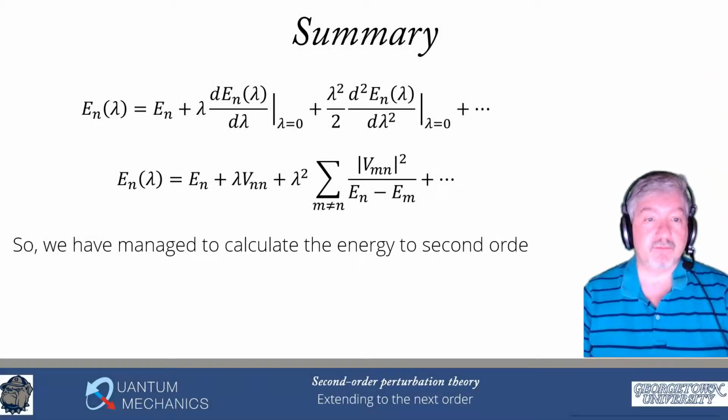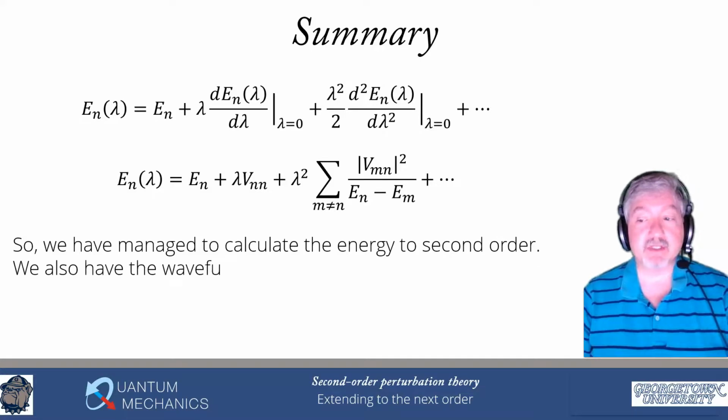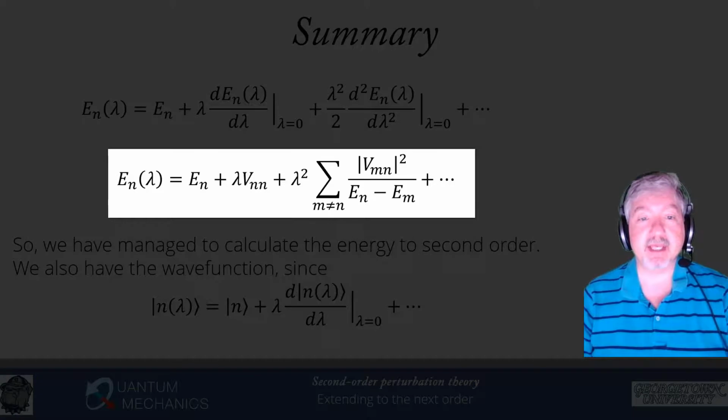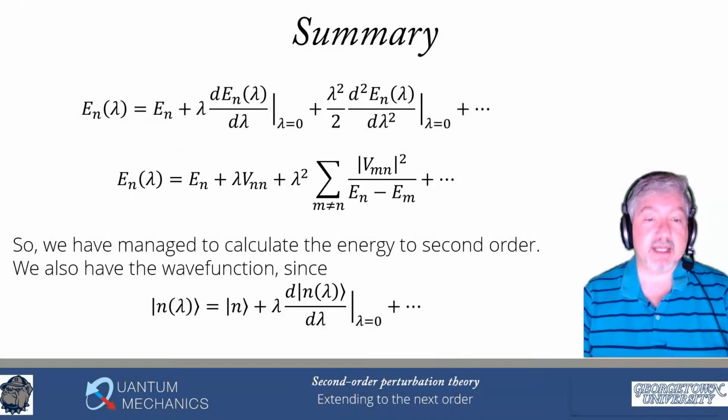So we've now gotten our Taylor series expansion through second order of En(λ), and it's En plus λ Vnn plus λ² sum m not equal to n, |Vmn|² over En minus Em, plus a third order term.